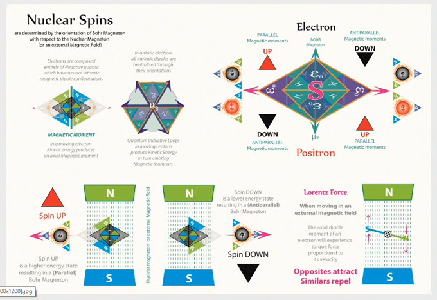So again, just to reinforce it, the direction of spin is neither up nor down. What is up or down is the orientation of the magnetic moment of the electron with respect to the magnetic moment of the positron or the magnetic field it's moving through.